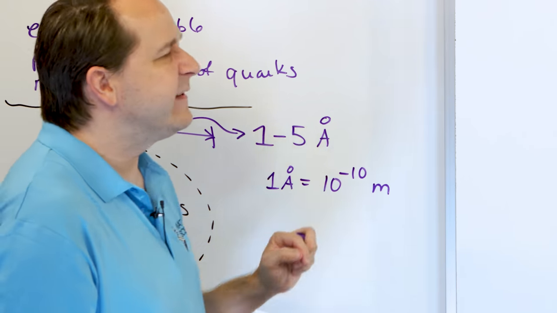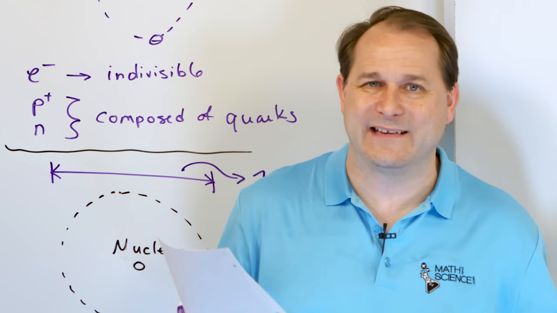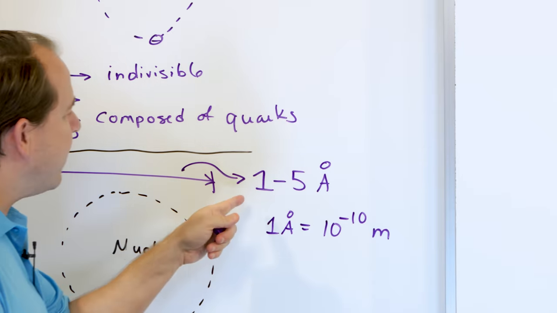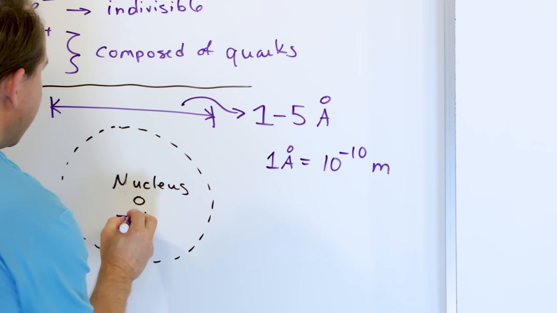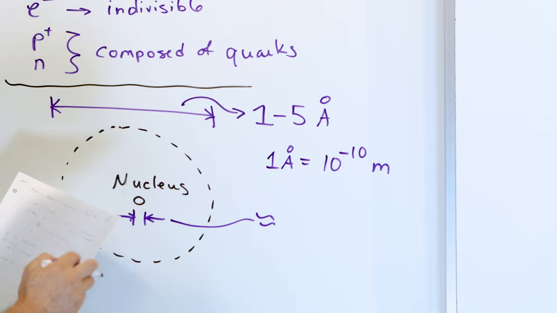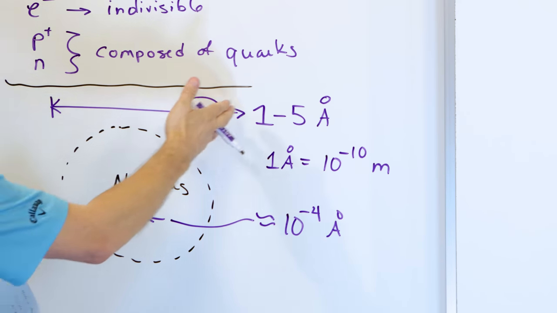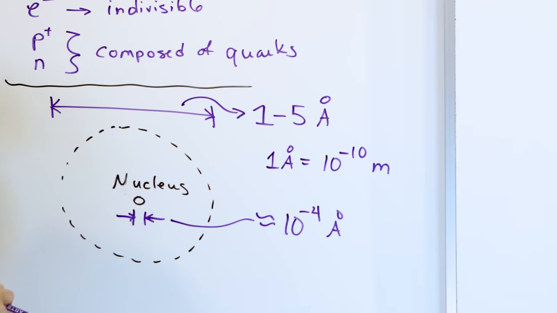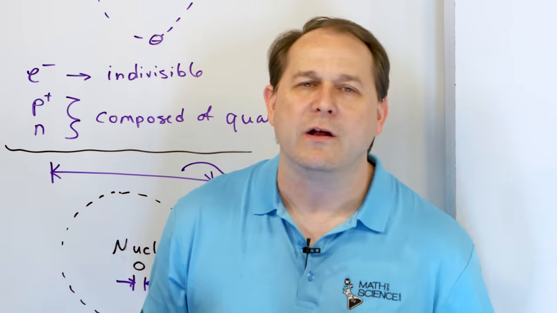If you think of 10 to the minus 9 being a billionth of a meter, then an angstrom, 10 to the minus 10, is actually 10 times less than even that. So it's much smaller than one billionth of a meter. That's incredibly small, and that is the size of the entire atom. The nucleus is actually way smaller than that. I'll put some arrows here illustrating the width of the nucleus, which is approximately 10 to the minus 4 angstroms. So the atom itself is incredibly small, 1 to 5 angstroms, where an angstrom is less than a billionth of a meter, but the nucleus is thousands of times smaller than even the size of the atom.